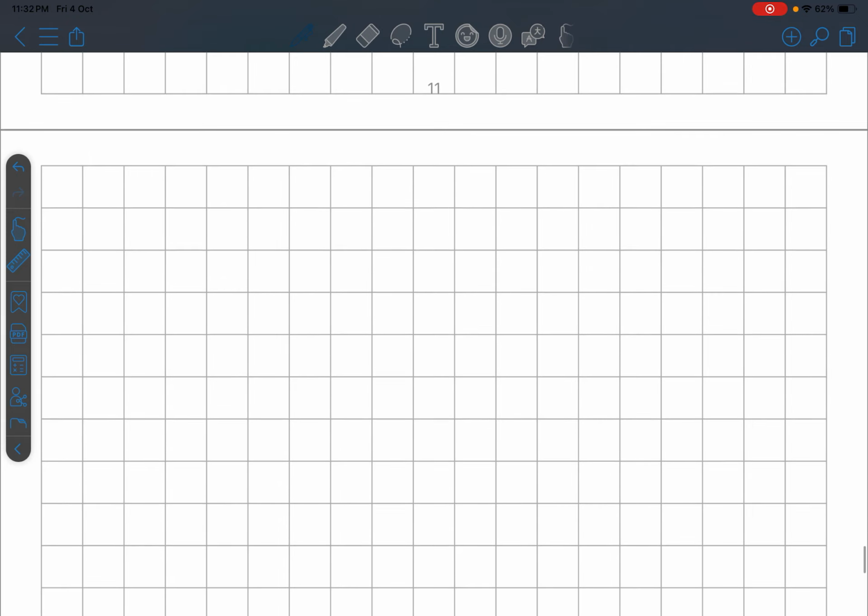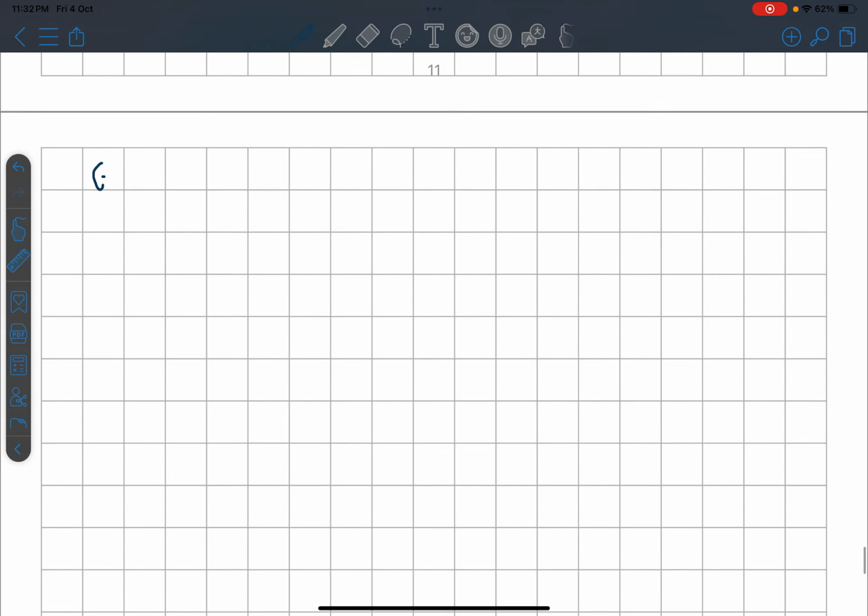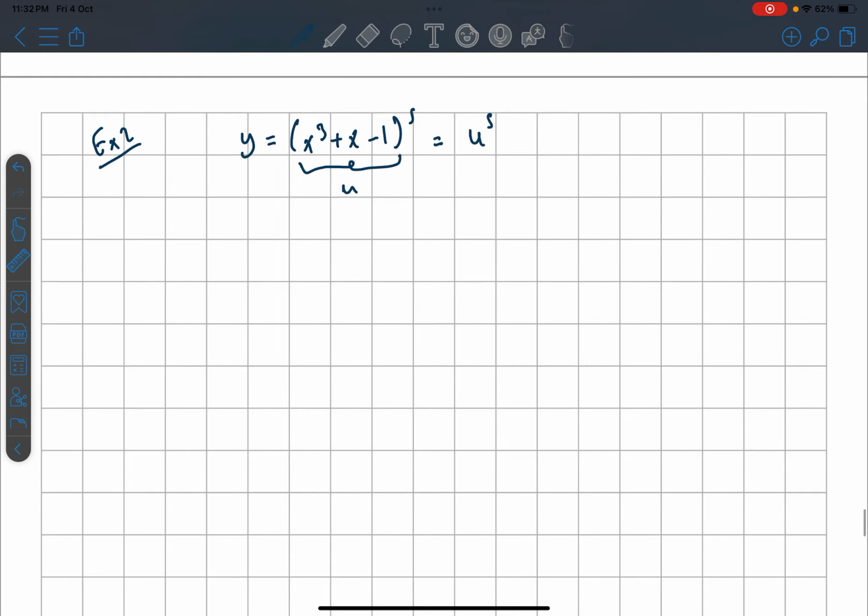Now let's take an example. We have example 2. In example 2 we have y equal (x cubed plus x minus 1) to the power of 5. So let's take the inner function and call it u. So we have u to the power of 5.